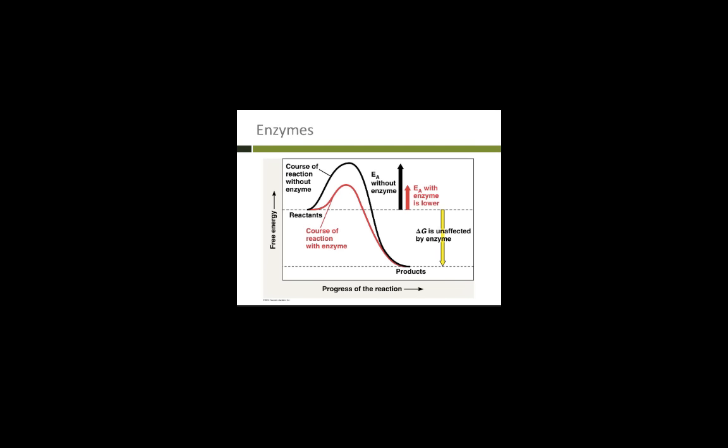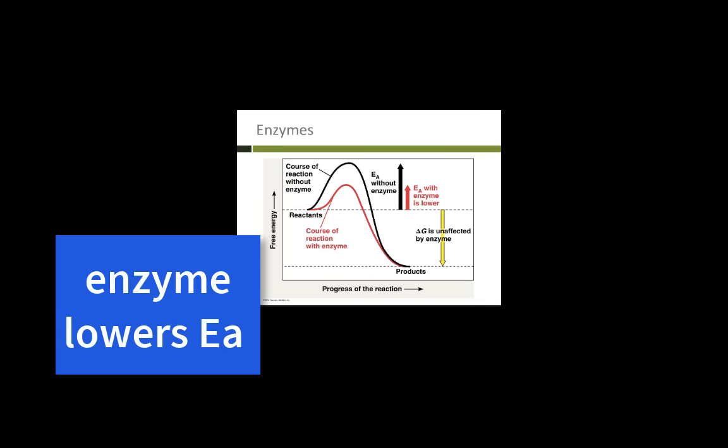So how do we speed up the reaction and make it happen faster? The majority of reactions in the body would not happen fast enough for us to maintain life. We can use a special catalyst called an enzyme to lower the activation energy. Now see here how the activation energy without the enzyme is quite high, but with an enzyme the activation energy is quite a bit lower. Also note, the delta G is unaffected by the enzyme. So the enzyme does not change delta G, it changes EA.